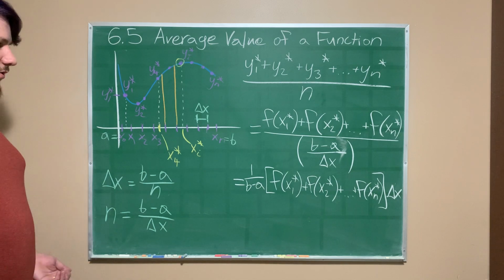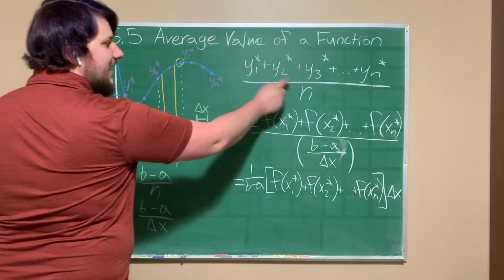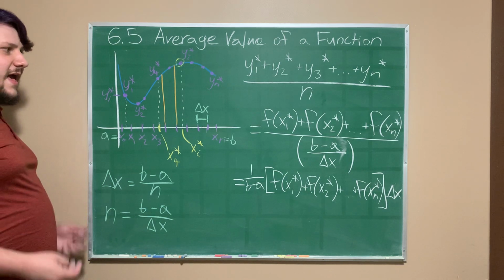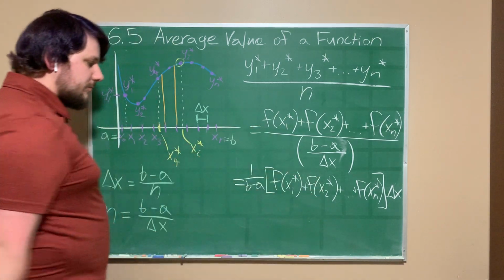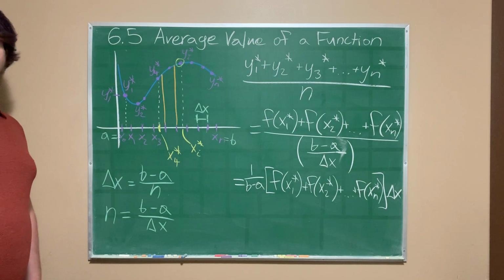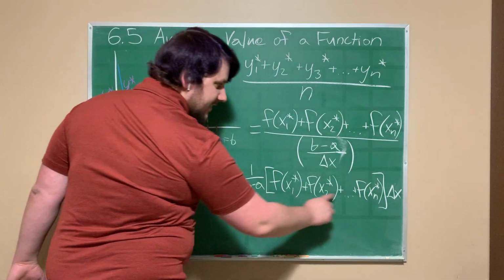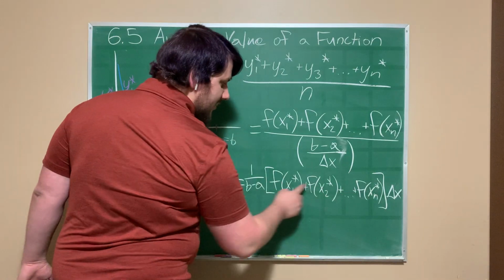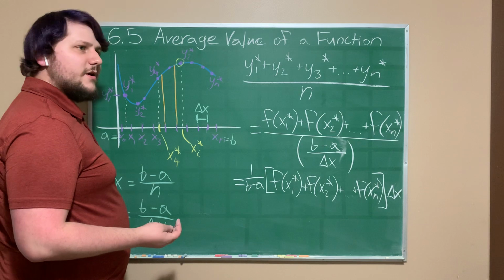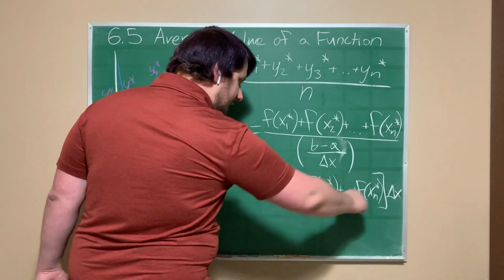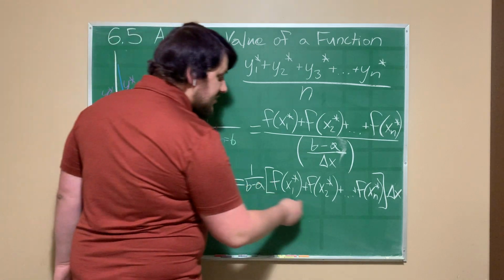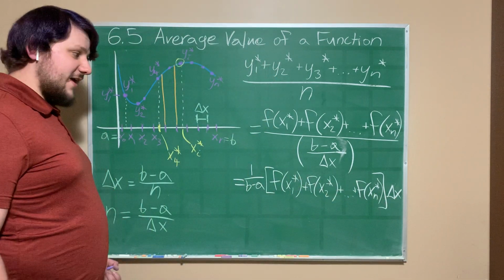Okay, so far so good. I have defined an approximation for the average value of my function, and I've rewritten it in other terms. So what do we notice here? Well, you might notice that if you look at the bracket here, you have a sum of a bunch of different function values, all added up together, and each one of those is being multiplied by delta x.